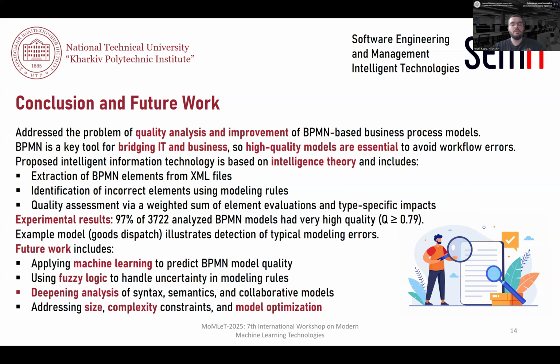The experimental results demonstrated in the data set that 97% of models had very high quality, bigger than 0.79. And the example model illustrated detection of typical modeling errors still present in the practice of BPMN modeling. The future work includes applying machine learning to predict BPMN models' quality, the use of fuzzy logic to handle uncertainty in modeling rules, deep analysis of syntax, semantics, and collaborative processes, and using size and complexity constraints to optimize models in terms of their volume.